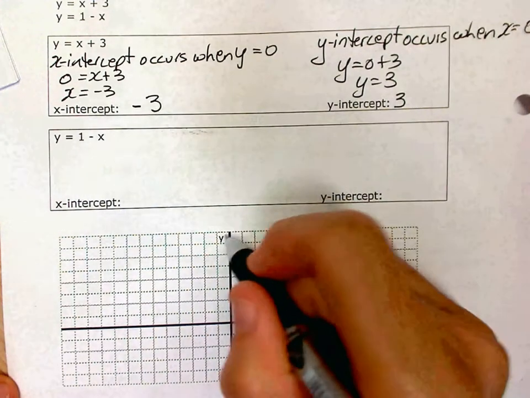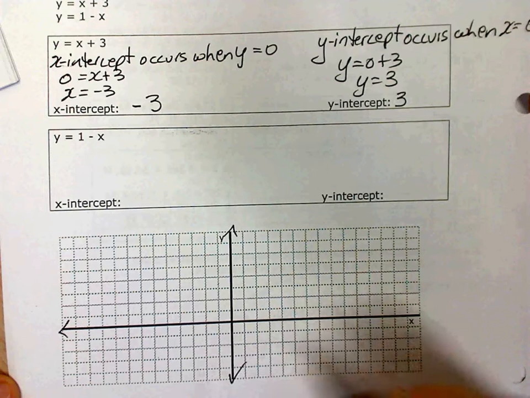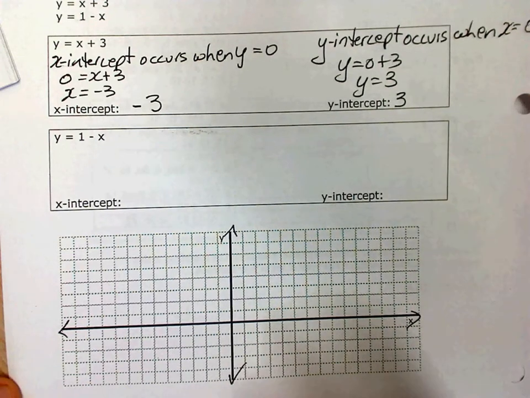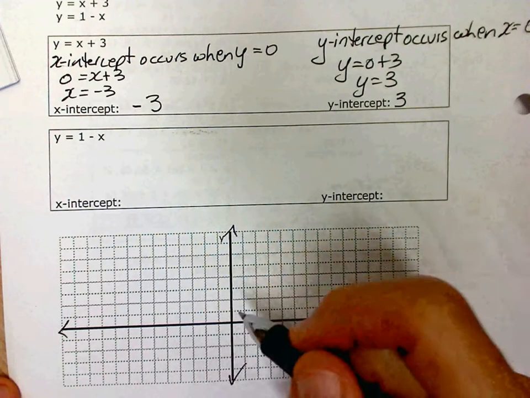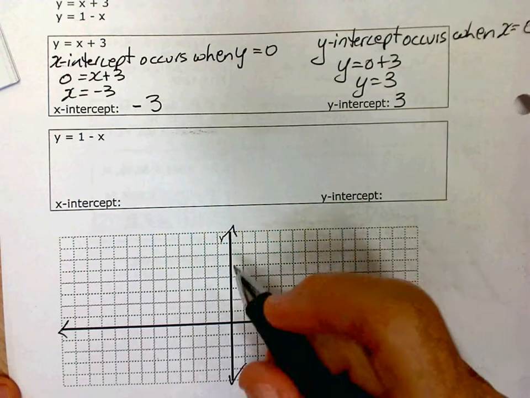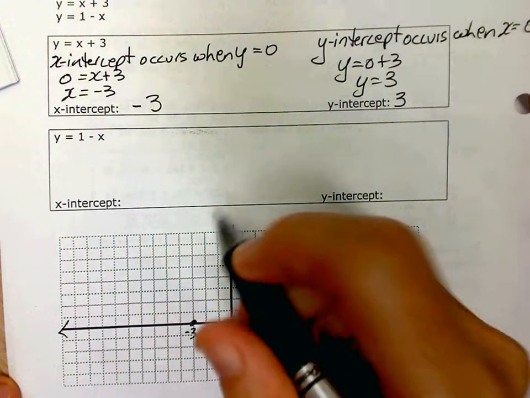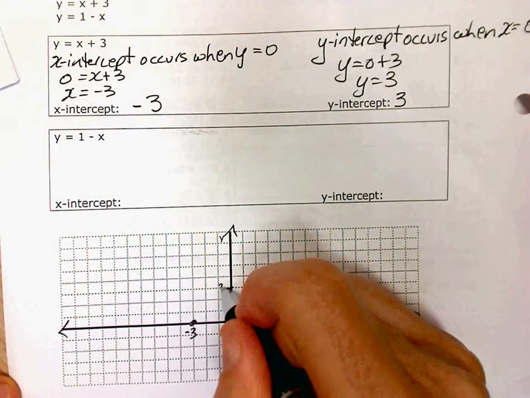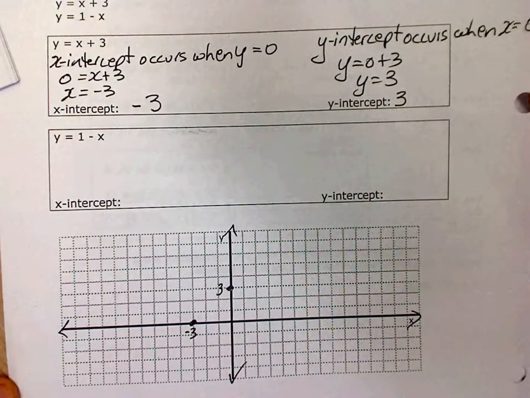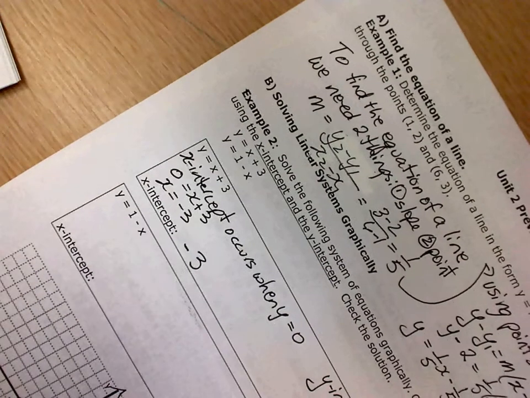Don't forget there should be arrows on your axes to indicate they go on forever and ever, or to infinity. The x-intercept is negative 3. There's our negative 3. The y-intercept is 3, so we'll plot that there, and then graph the line as carefully as we can.